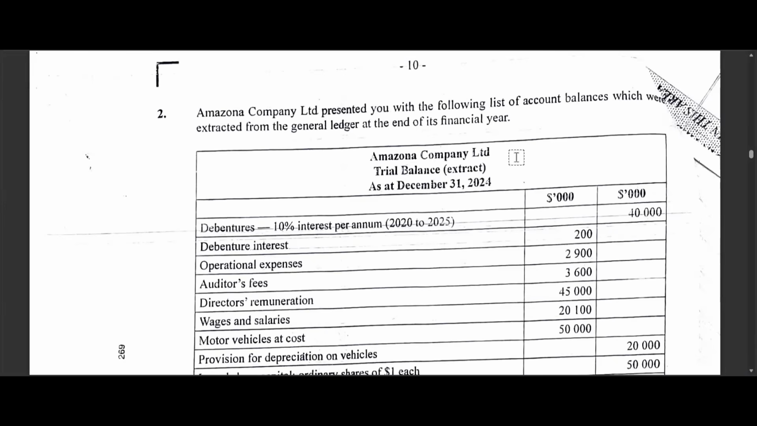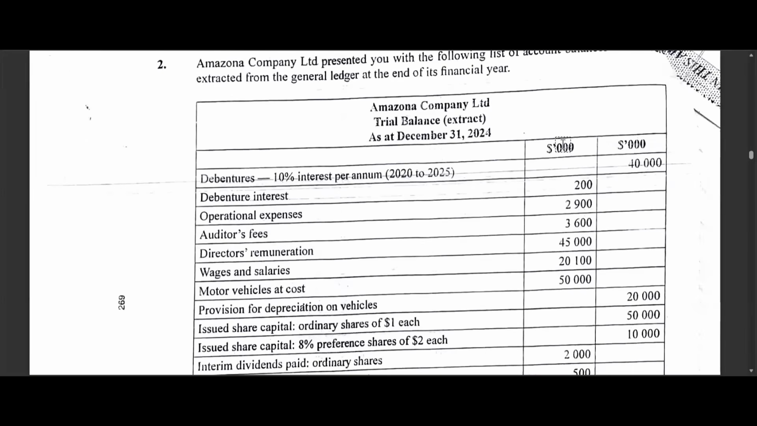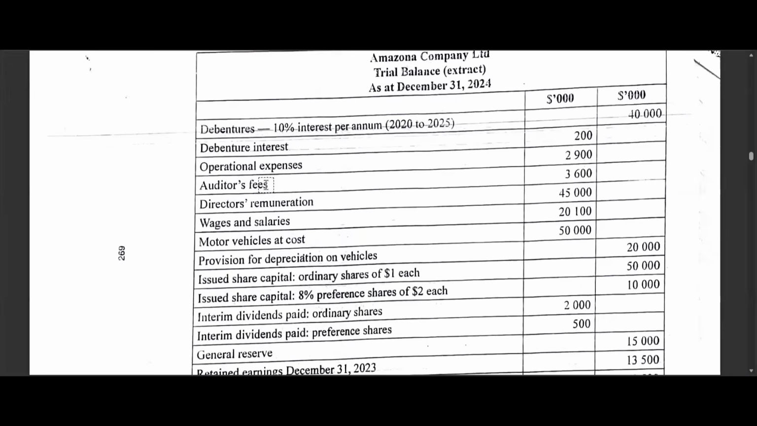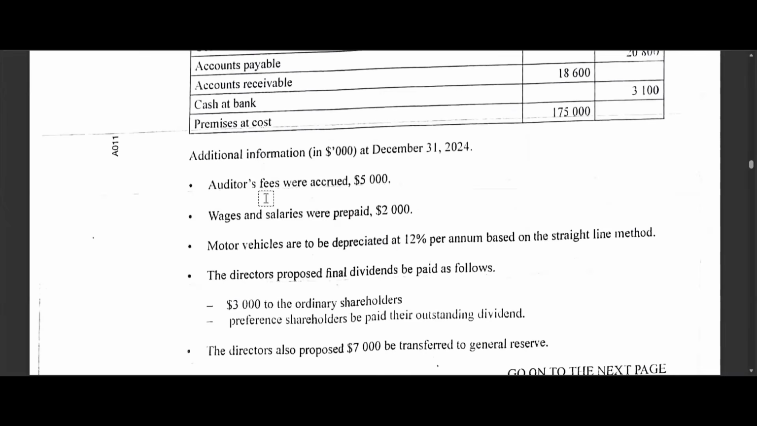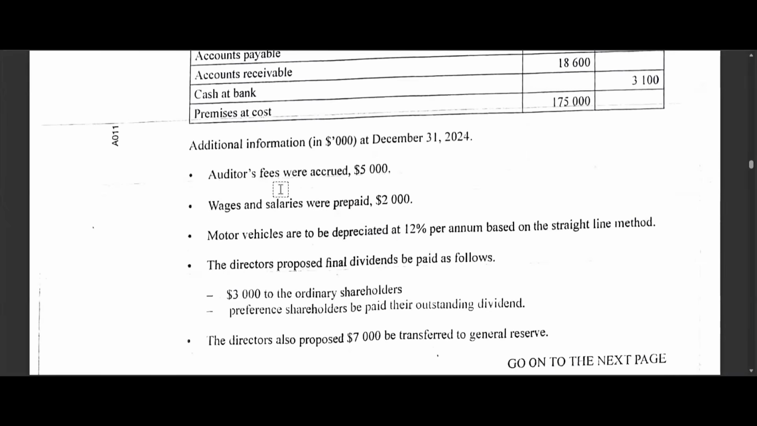So we have our balances at the end of the financial year. Trial balance, as you guys know, debit column, credit column. We have all the information given to us. And we have some additional information as well. Auditors' fees were accrued, that means owing. Wages and salaries prepaid. Motor vehicles depreciated at a rate of 12% per annum based on straight line. Dividends proposed. Final dividends proposed by directors, which will be paid as follows. 3,000 to ordinary shareholders and preference shareholders be paid the outstanding dividend. Directors also proposed 7,000 to be transferred to the general reserve.